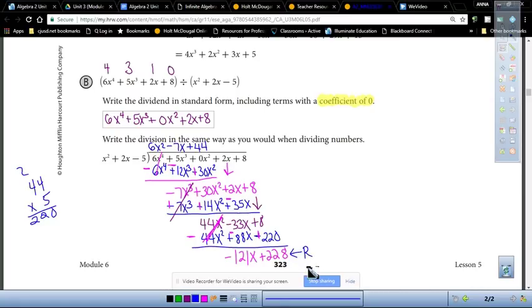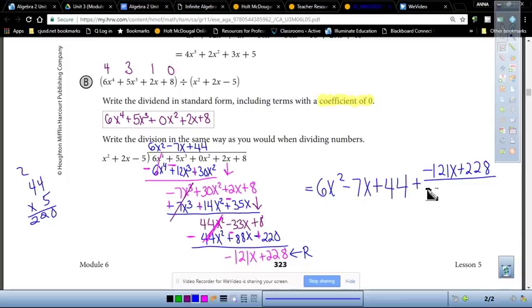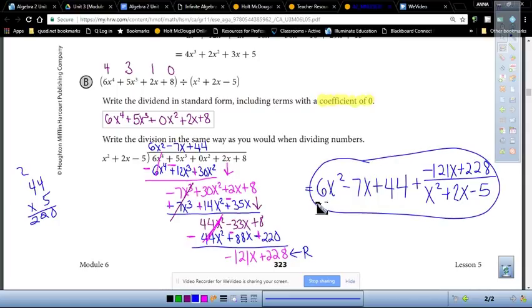That is your remainder. So I'm going to write my final answer with my quotient, 6x squared minus 7x plus 44, plus negative 121x plus 228, all over x squared plus 2x minus 5. And that's my final answer. If you wanted to check your answer, multiply your divisor times your quotient and add on the remainder.